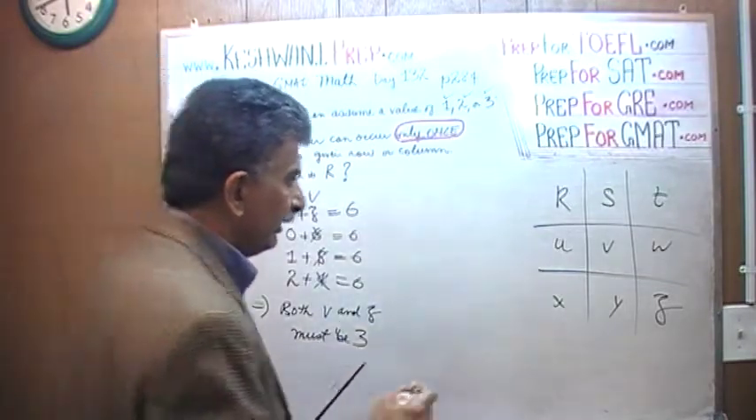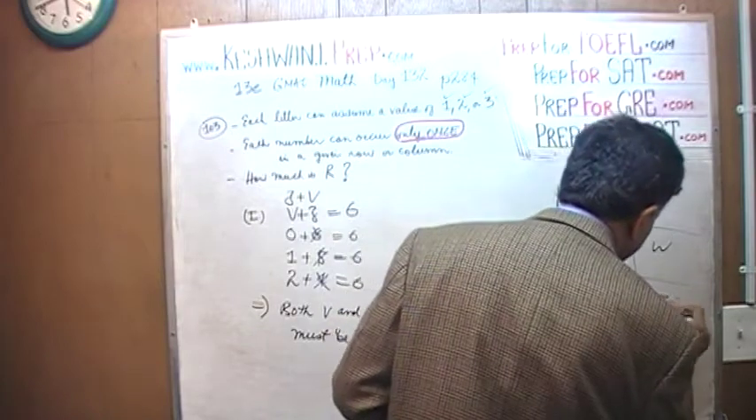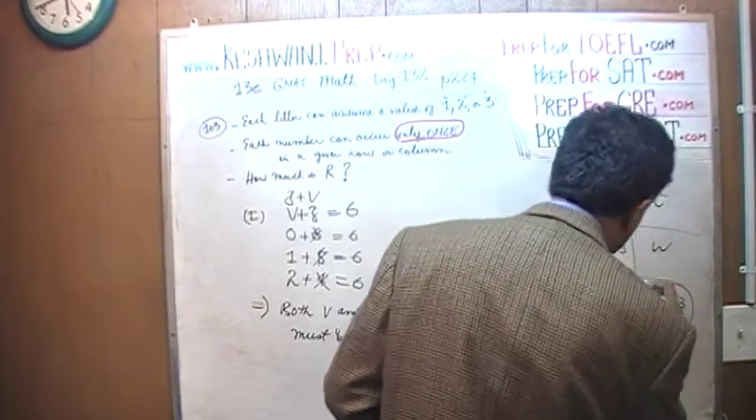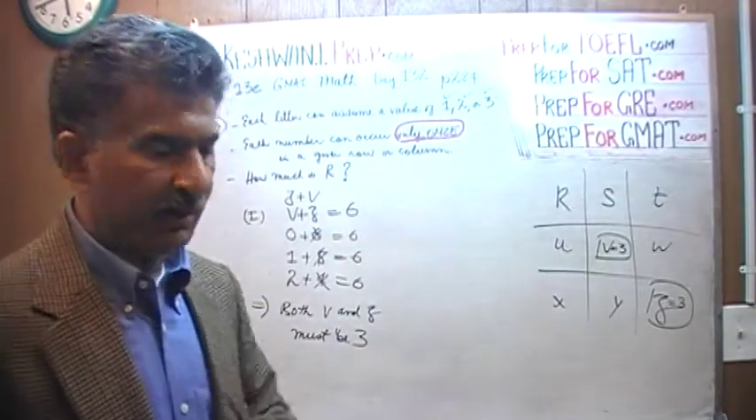Let's put them in here. V and Z must be 3. This is 3, V is 3, and we know now that Z is 3. These are fixed. This cannot change. We know for a fact they are 3. Okay, now let's begin our story.